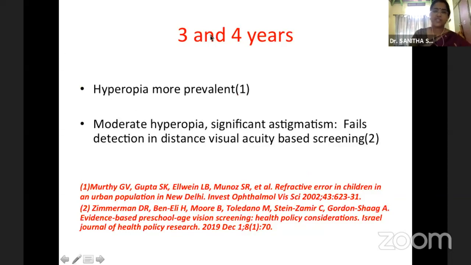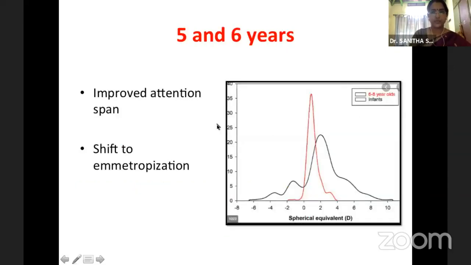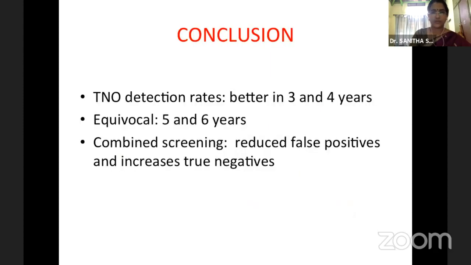And our explanation is that in the younger age groups, hyperopia is more prevalent. And hyperopia, as we know, is more amblyogenic. If you are using a distance visual acuity chart, moderate hyperopia and significant astigmatism are likely to be missed, because they cannot be detected by a visual acuity test. So since 3 to 4 year old children had more hyperopia, this would be the reason they fared well in TNO and less in visual acuity charts. By 5 and 6 years, the children are entering the age of emmetropization, and they could better comprehend the charts. This could be the reason for the equivocal response.